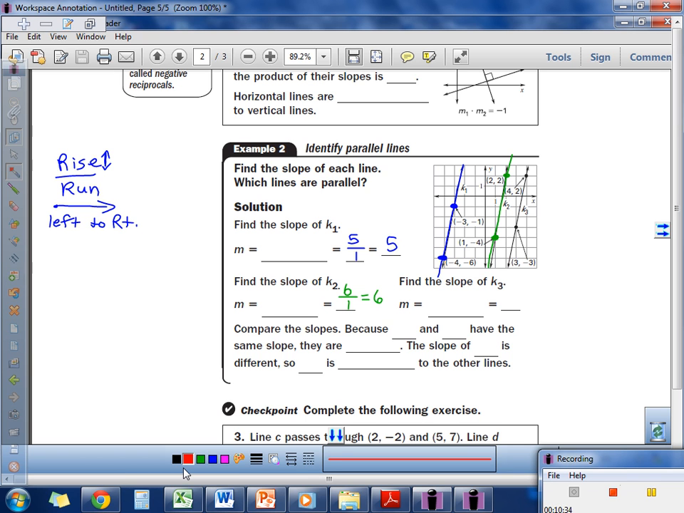All right. Last one is the K3. Leftmost, rightmost. It rises 1, 2, 3, 4, and 5. And it runs 1. Which lines are parallel? K1 is parallel to K3. This is good notation for your final answer. This is the work that supports it. Pretty simple.